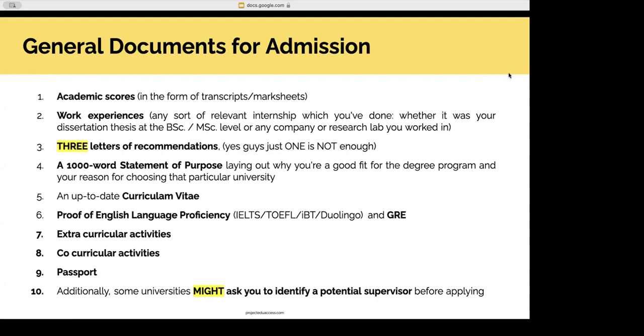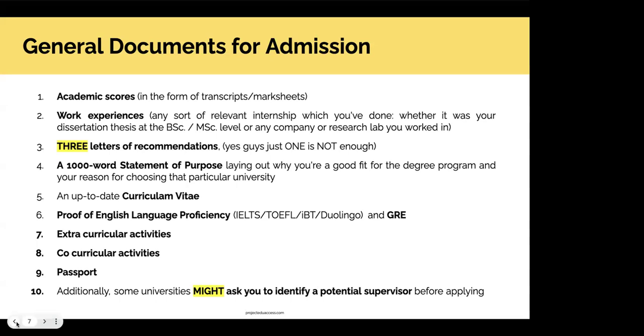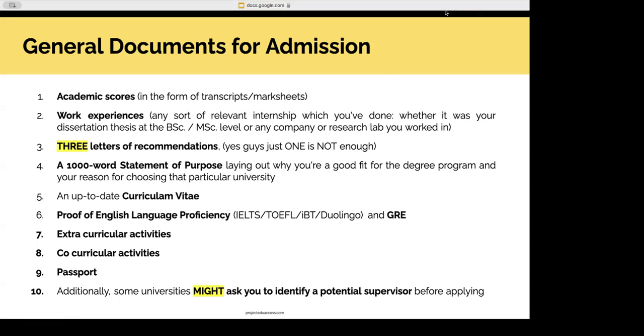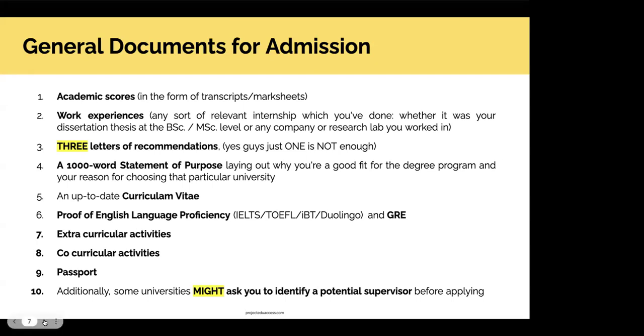So I have listed the general documents for admission, which is pretty much the same for any of the degrees that you apply to. The first is academic scores, which can be in the form of transcripts or mark sheets. It is basically the document that your university provides you with. It can be the semester grade sheet if it is a semester-based university, or the yearly mark sheet or a cumulative mark sheet that you will be getting towards the end of your bachelor's, and towards the end of your master's. You would need work experience, not so much for the master's, but pretty much for the PhD because it's more of a specialization. It can be anything. Again, it can be your bachelor's dissertation, master's dissertation, any internship, any industrial places that you have worked in.